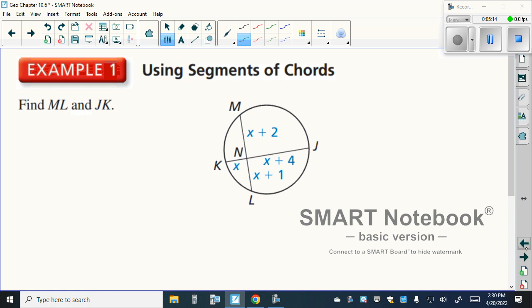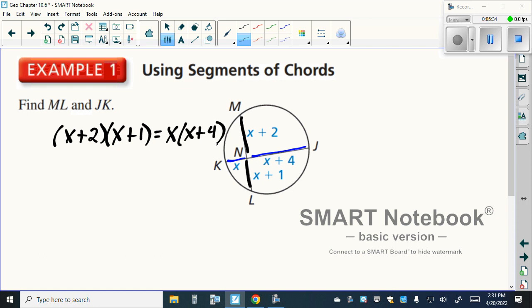So if we're looking at this here, this length times this one here, so x plus 2 times 1 is going to be the same as our x times x plus 4. So the property still holds true. It's still the same, but the numbers that we have this time have all variables in each spot.